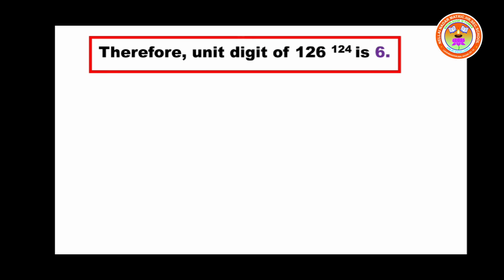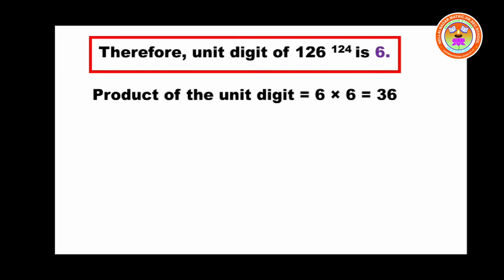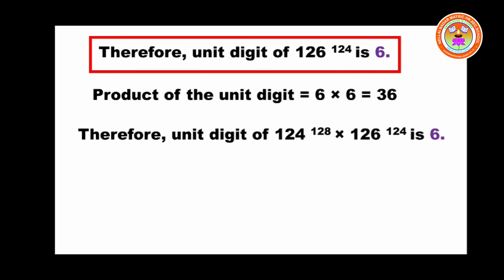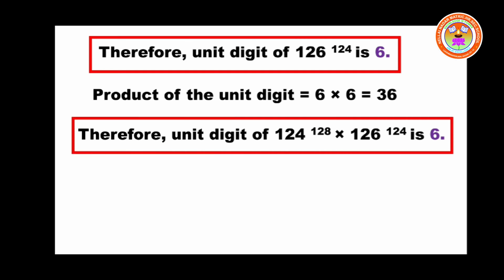Now, according to the question, the symbol between both the terms is multiplication. That means product. So the product of the unit digits: from the first one what you got? 6. Second one you got 6. So 6 times 6 is 36. So what is the number in the unit digit in 36 now? 6 is the unit digit. So therefore the unit digit of 124 power 128 into 126 power 124 is 6. Okay, so the final answer is 6. Now let us move on to problem number 3.